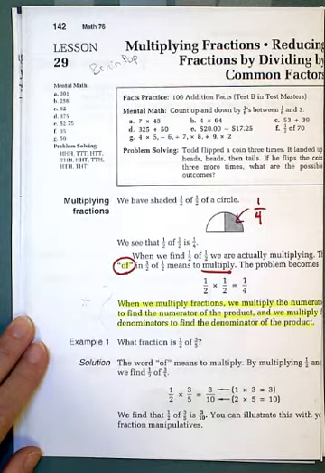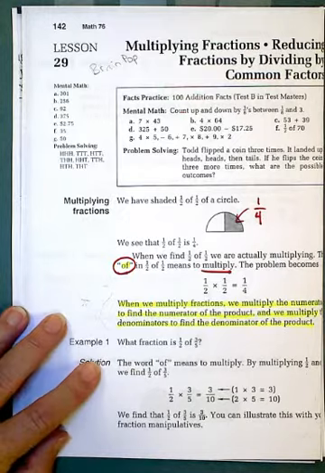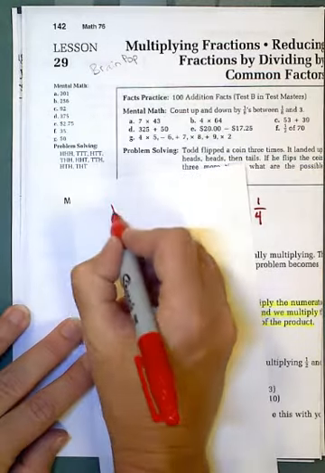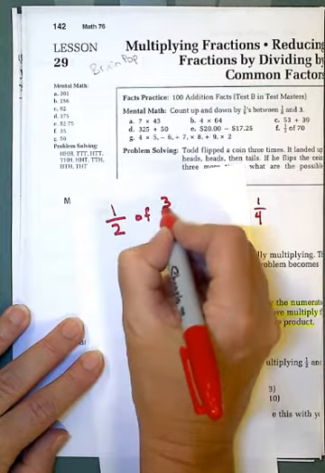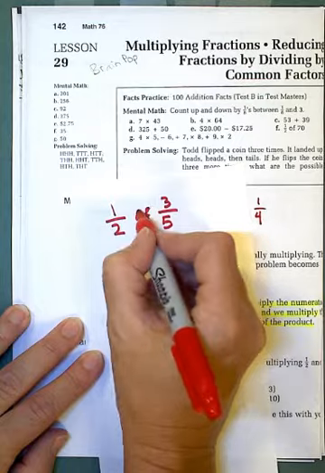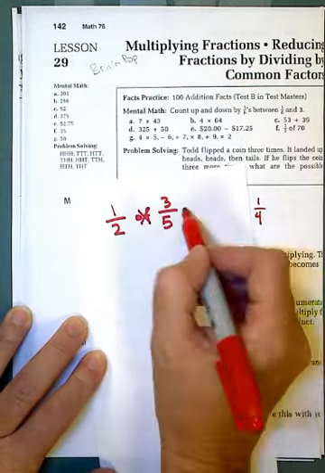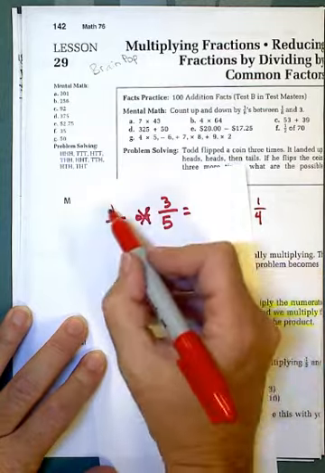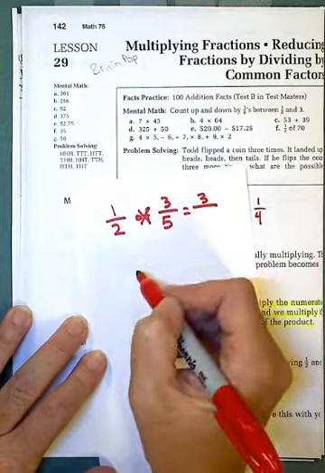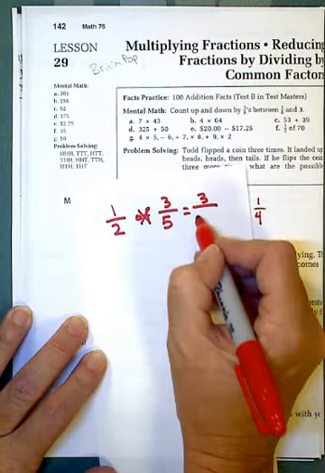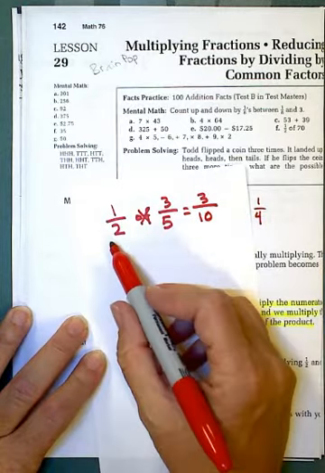So, in example 1, we are asked, what is 1/2 of 3/5? Remember that the word of means to multiply. So, I'm going to begin by writing out our problem. 1/2 of 3/5 means that we are going to multiply 1/2 times 3/5. In order to multiply fractions, we multiply the numerators. 1 times 3 is 3, and we multiply the denominators. 2 times 5 is 10. In other words, 1/2 of 3/5 is 3/10.